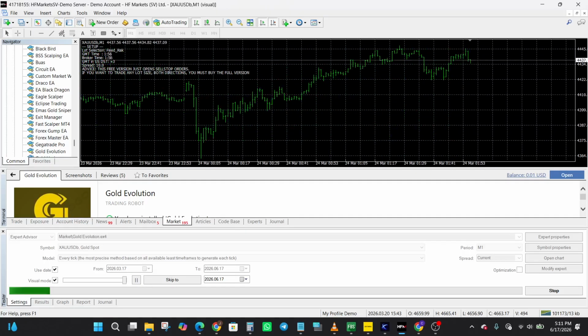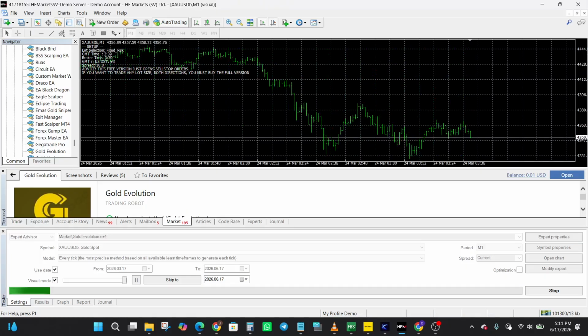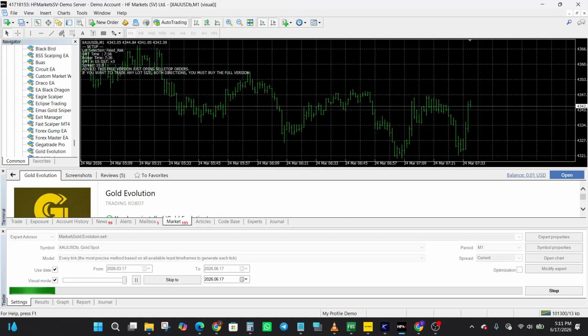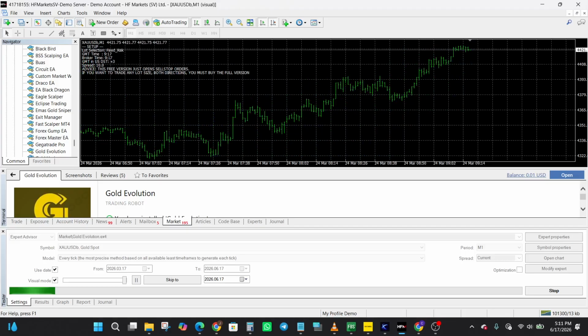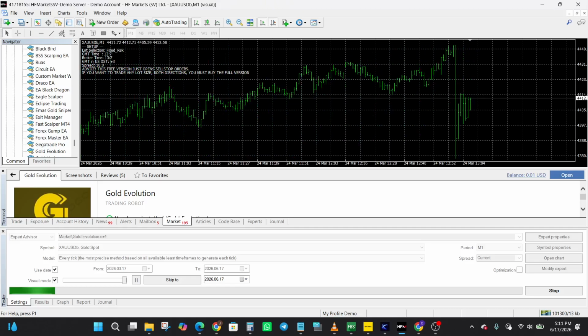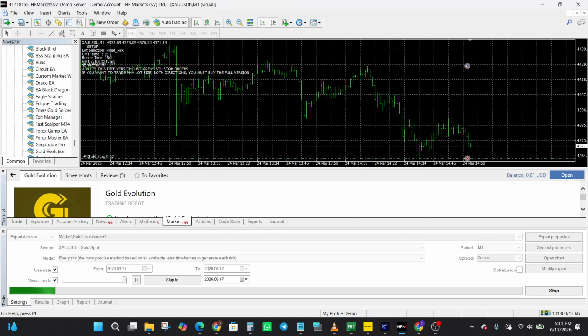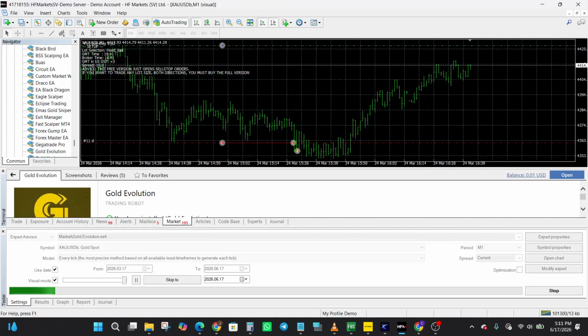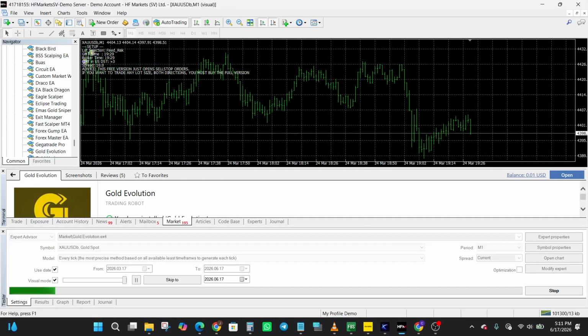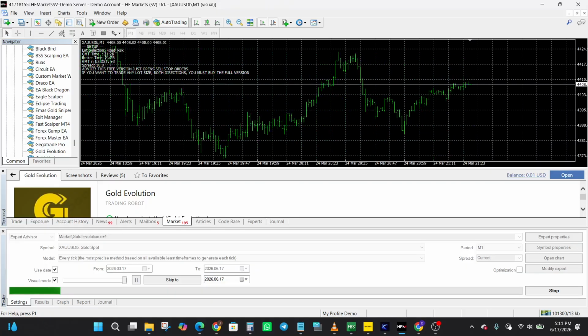Overall, the Gold Evolution EA is a free MT4 expert advisor designed as an introduction to the developer's broader trading framework. It focuses on rule-based execution, avoids martingale, grid, and hedge techniques, supports multiple symbols on the M1 time frame, and offers a simple setup process for traders who want to evaluate the system through demo testing and historical analysis before making any further decisions.